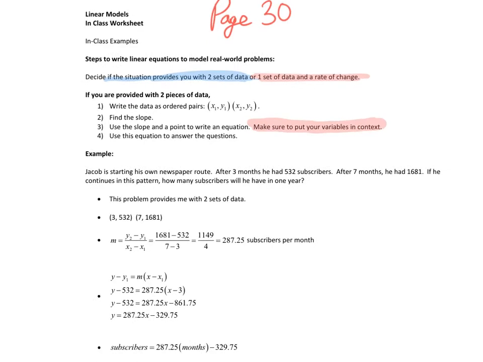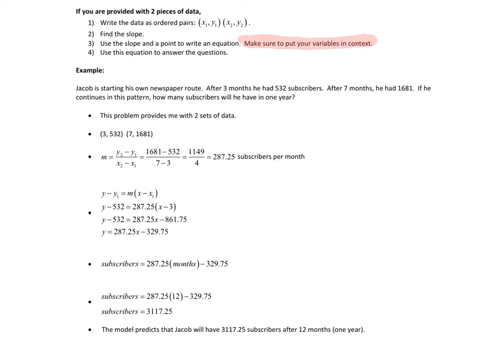Okay, so an example to skim over here is one about Jacob starting a newspaper route, and it tells us that after 3 months he had 532 subscribers, and after 7 months he had 1681. So that's two data sets. And if he continues this pattern, how many subscribers will he have in 1 year? Those are the two pieces of data that we're given. And so that's where we're going to write our 2 points: 3 comma 532 and 7 comma 1681.